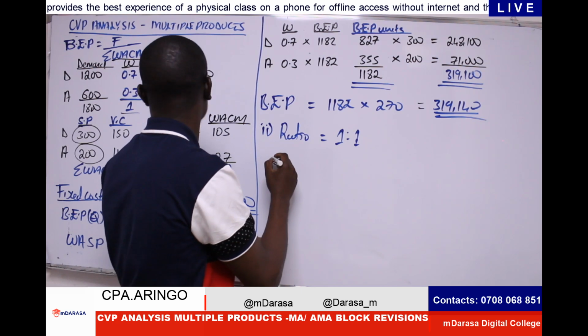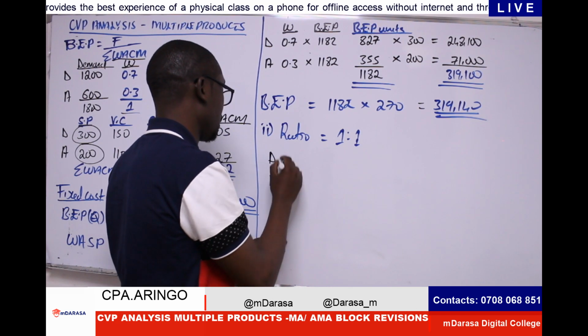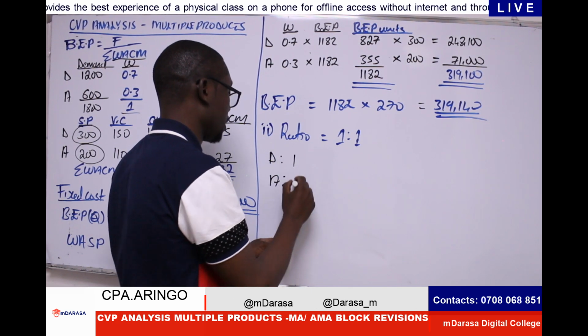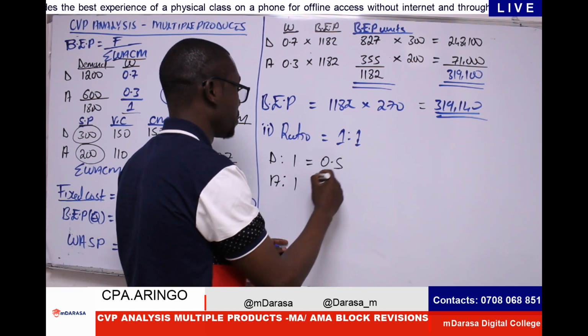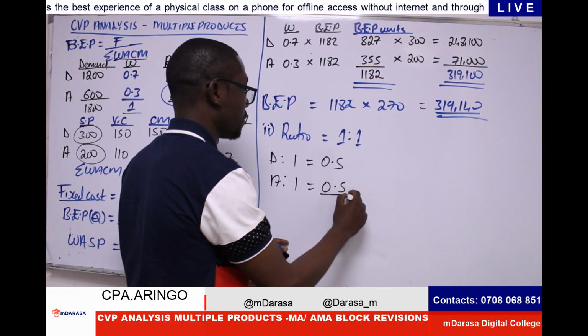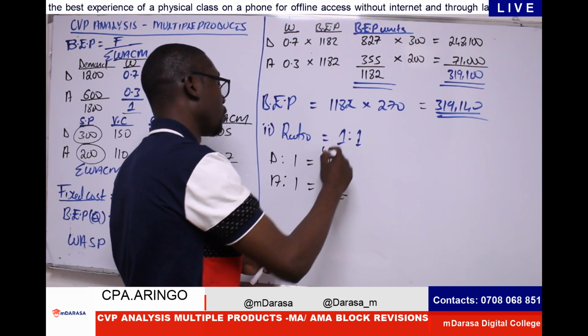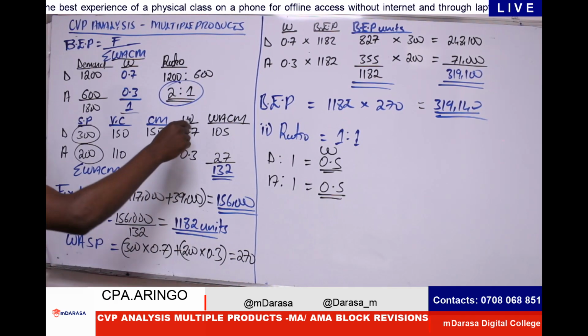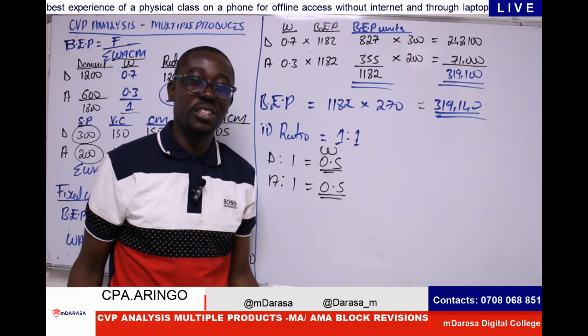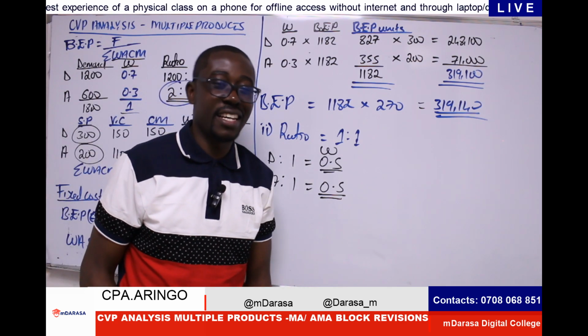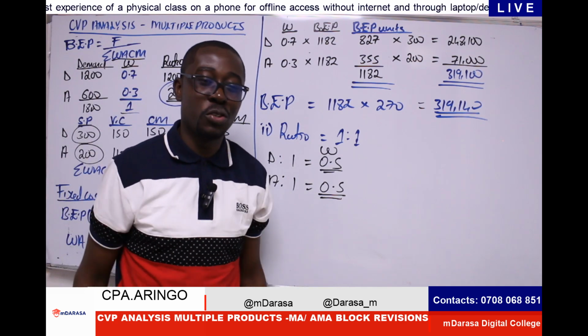This is to say that B and A, we have 1 and 1. Simply, in this case, our weights will be 0.5 and 0.5. So instead of using the previous weights, we use these weights. And that is what I need you guys to do, to determine for me in units and in value. That is upon you guys.